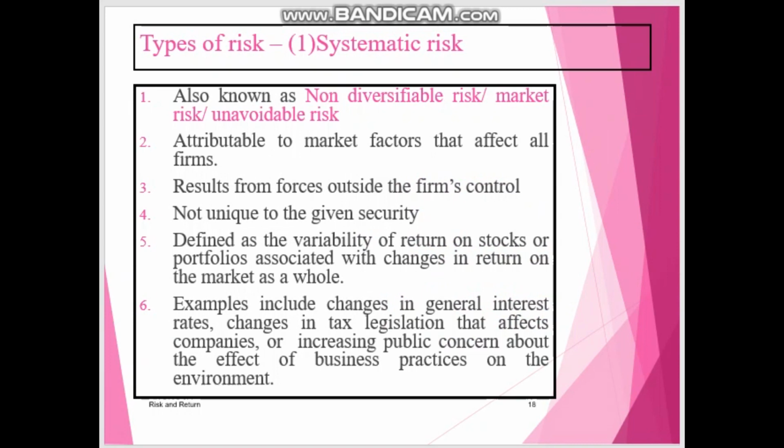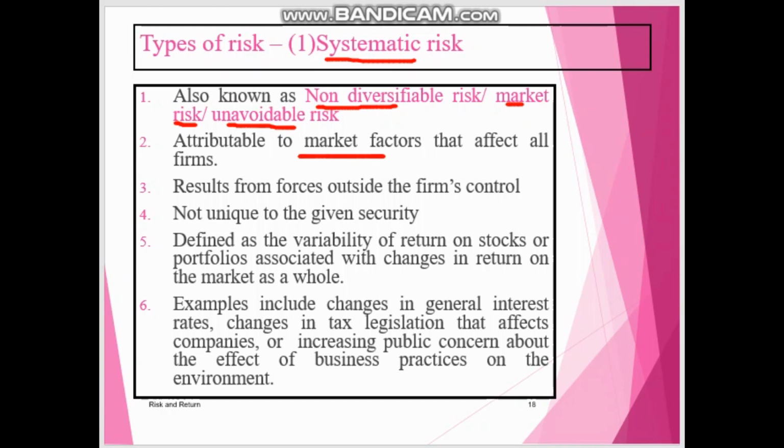Okay, type of risk. Now we are going to see the types of risk. Basically we have two types. Number 1 is systematic, number 2 is unsystematic. So what is systematic? Systematic risk is non-diversifiable, or market risk, or the other name is unavoidable risk. So why is this unavoidable?